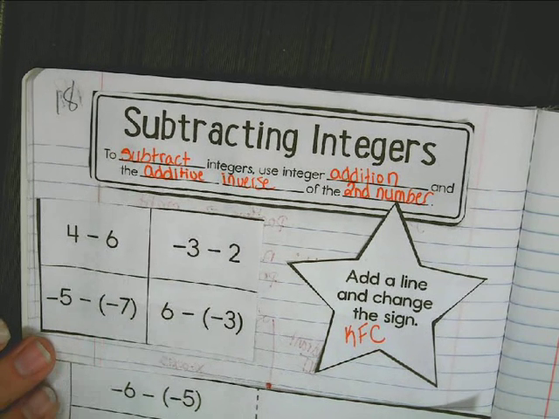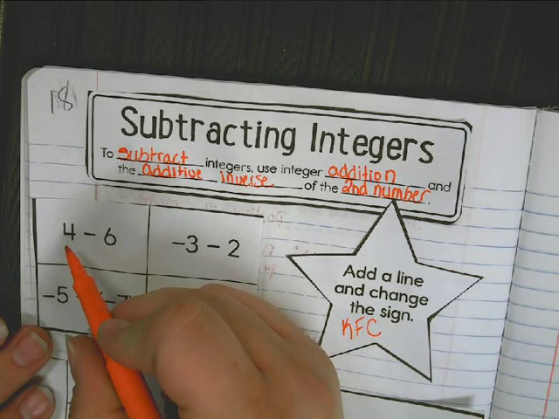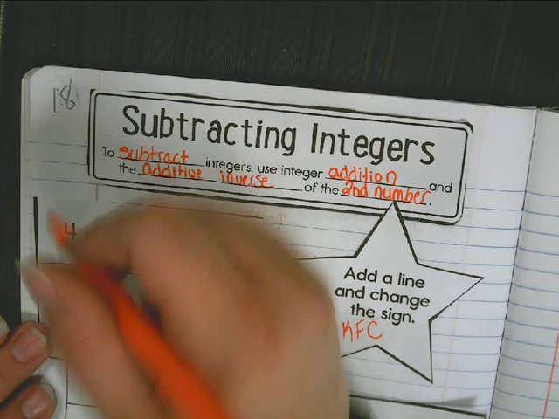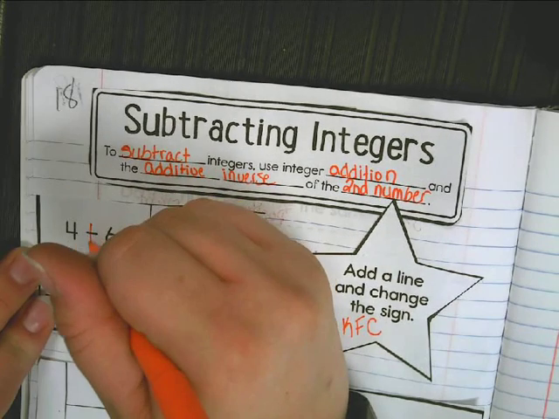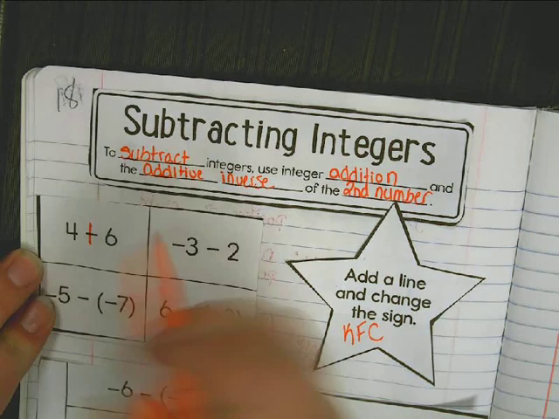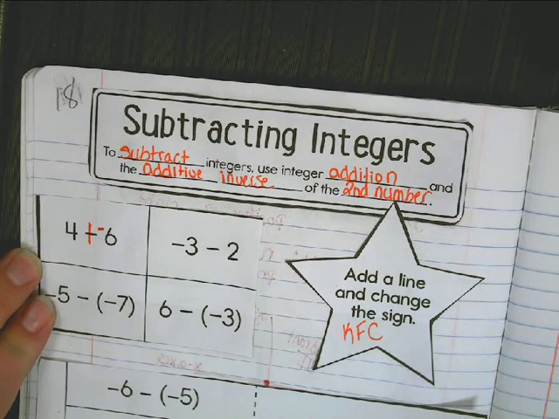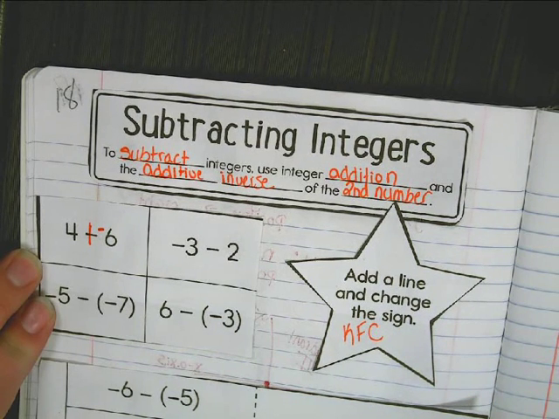So keep the first number. So we're going to keep the 4. We're going to flip the subtraction to plus. And we're going to change the positive 6 to a negative 6, because when there's no sign, it's positive.